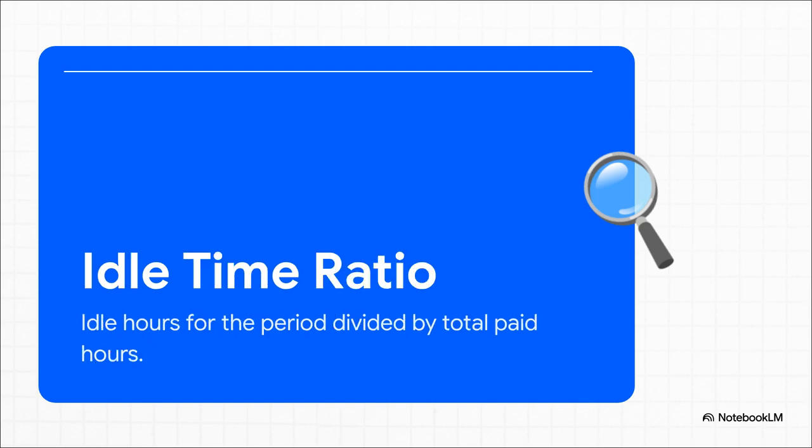Now, the idle time ratio measures the exact opposite. The formula is literally just your idle hours for the period divided by your total paid hours. This calculates the fraction of total paid time that's yielding zero productive value.